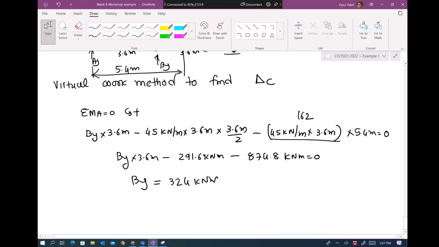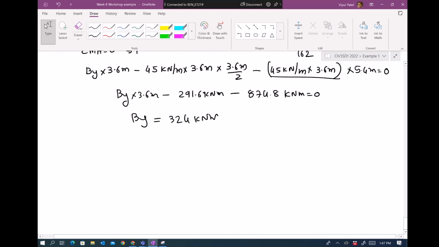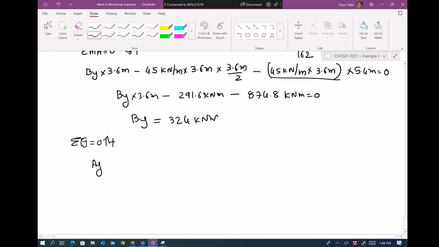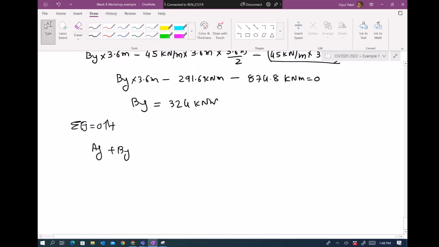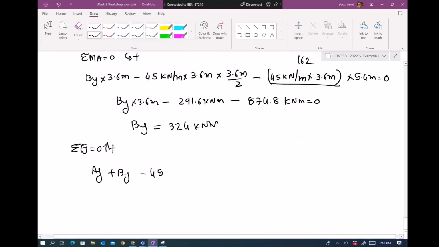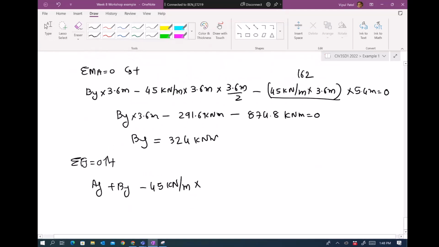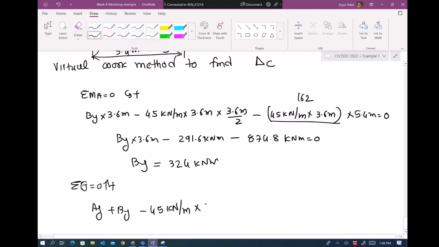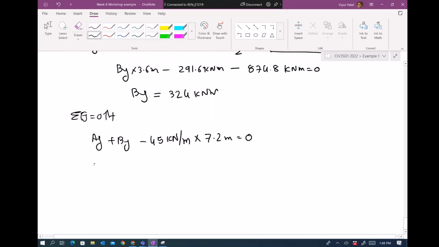We have answers for delta B, so somehow we're going to get it. You're smiling, but you have some questions. We are going the long way, and that is helpful for your assignments. All right, so sum of AY going up, BY going up, minus 45 kilonewton per meter times 7.2, AY is 324 kilonewtons.